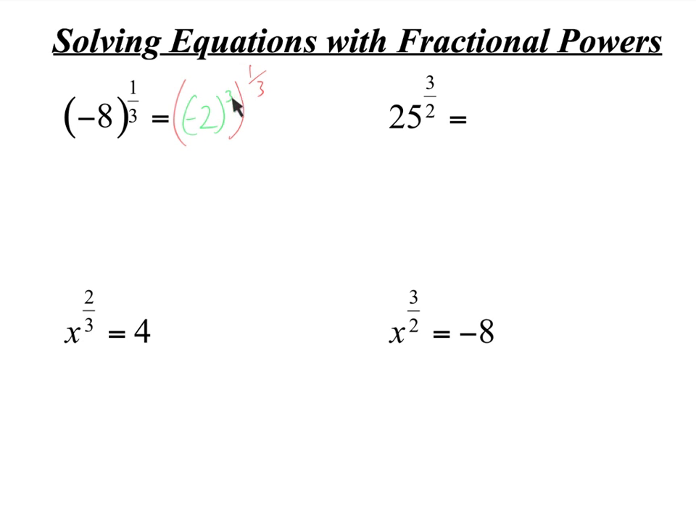So now, can't you multiply the powers? What do you get when you multiply 3 times a third? Doesn't it give you 1? Yes. So what you should notice here, isn't this going to be negative 2 to the first power? And what's negative 2 to the first power? Negative 2. There's my answer. I just figured it out. Let's try it again. This right here equals negative 2.